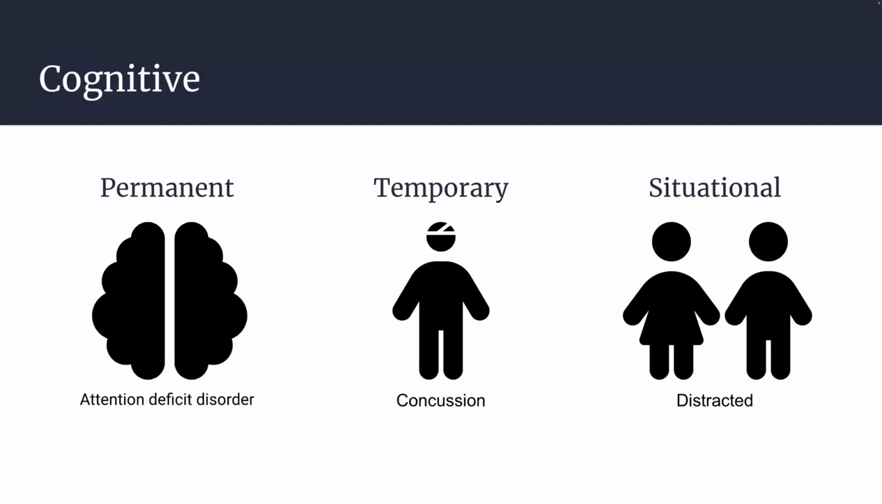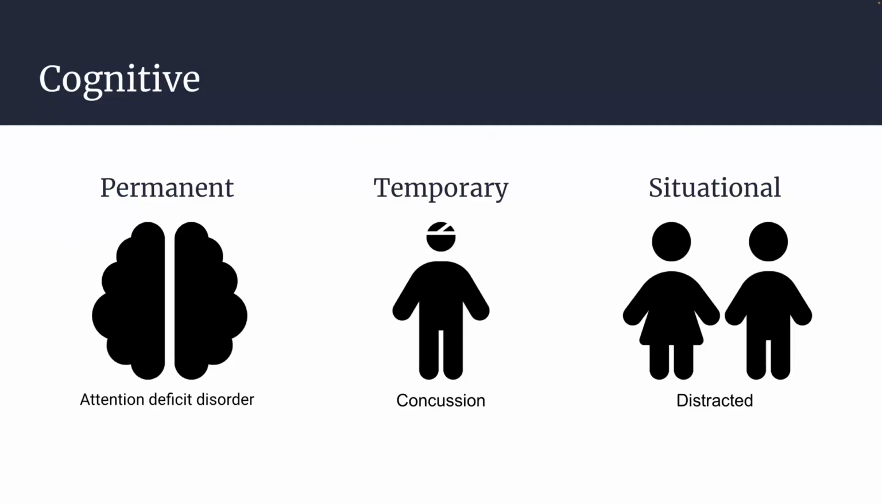Finally, let's talk about someone who has a cognitive disability. This could mean someone who has attention deficit disorder, which is permanent. What about a person with a concussion? They might have headaches, blurred vision, or poor memory and concentration. In other words, they have a temporary cognitive disability. With proper rest and management, they'll recover from their injury over time.